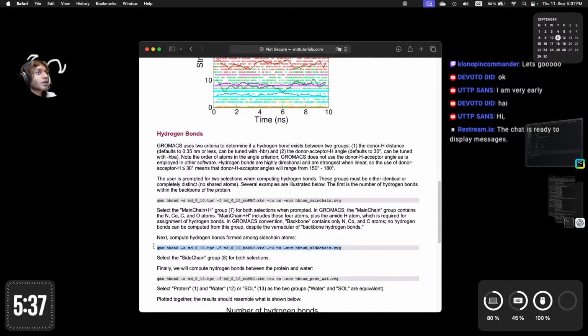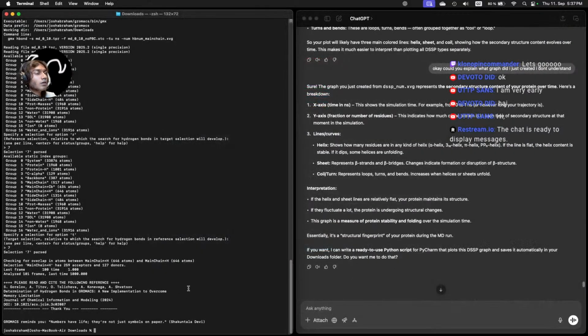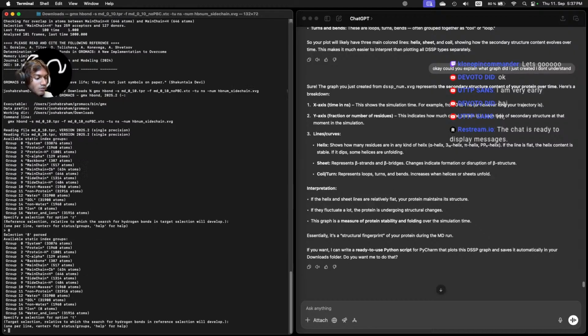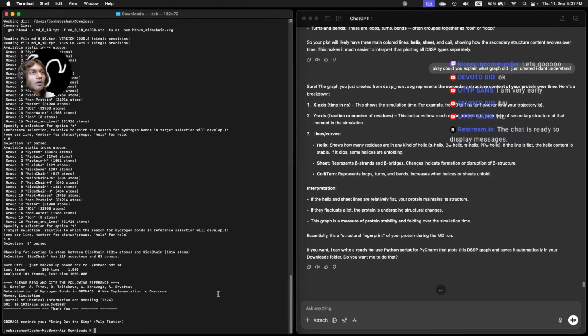Group 8 for both selections. Of course, I'm going to do that. Sidechain has 119 acceptors, 83 donors. Checking for overlap in atoms between sidechain 1314 atoms and sidechain 1314 atoms. Okay, a little.